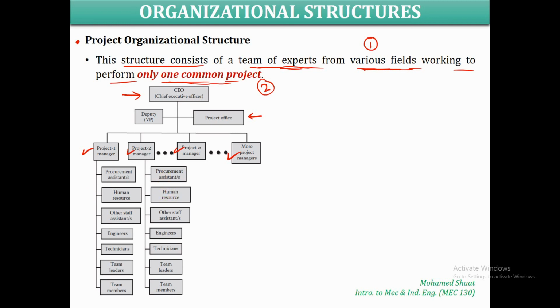Project 1 could be building a mall. Project 2, building a huge building in another city. So there are lots of projects running at the same time, and these managers are monitoring and managing the progress on these projects. In the meanwhile, they assign managers to every project, in many cases one manager for each. So there is a manager for project 1, a manager for project 2, a manager for project 3, and so on.